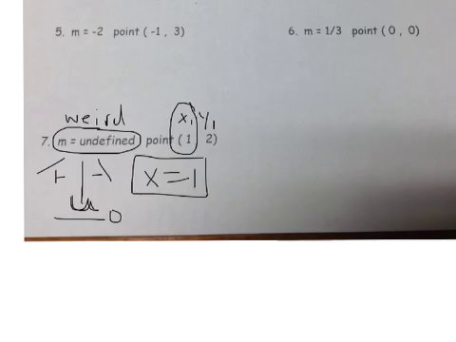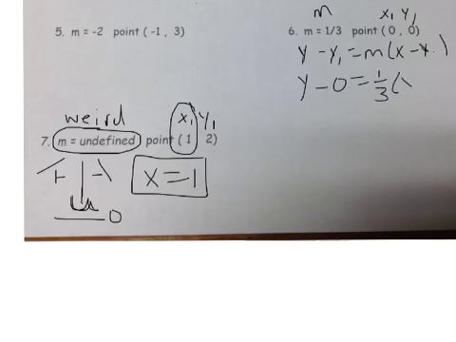Let's do one more here. This is m, this is our x, and this is our y. And we'll do y minus y1 equals m times x minus x1. We'll plug everything in. Y minus 0 equals 1/3 times x minus 0.